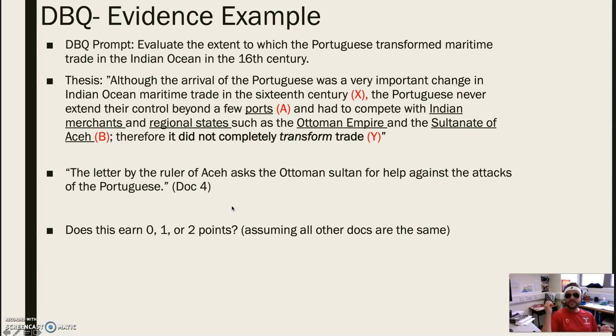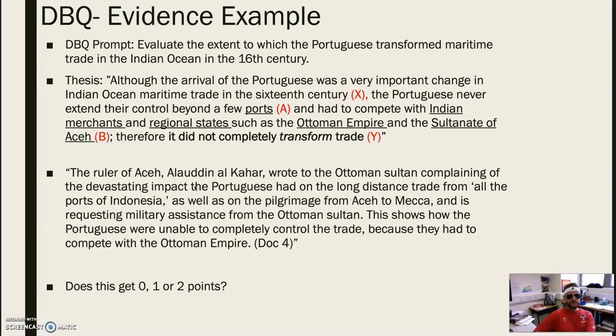All right, the correct answer is it gets 1 point, right? The letter by the ruler of Aceh asked the Ottoman Sultan for help against the attacks of the Portuguese. They've used the doc, all right? They've provided evidence. It does not get that 2nd point for providing an argument, all right? So let's look at another example here.